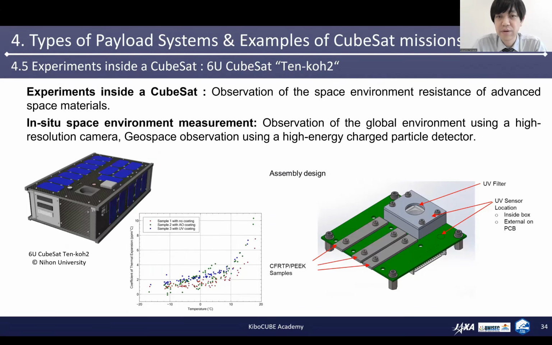This is 6U CubeSat Tenko-2. Tenko-2 plans to do the observation of space environment resistance of advanced space materials. It was implemented with a material experiment unit and in-situ space environment sensor such as high-resolution camera, geospace observation unit by using a high-energy charged particle detector.